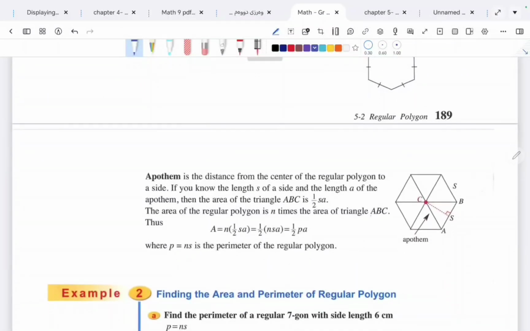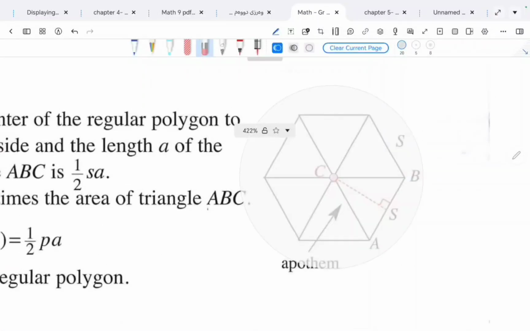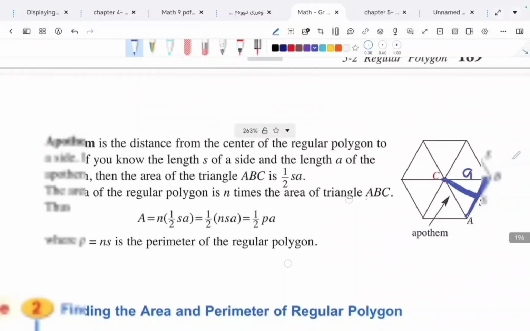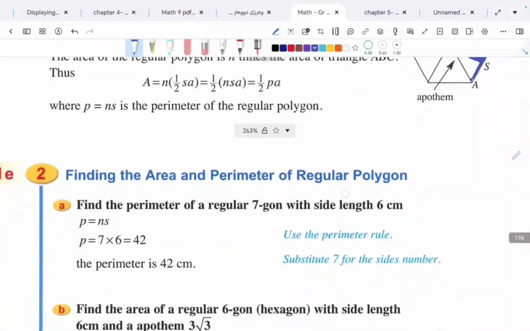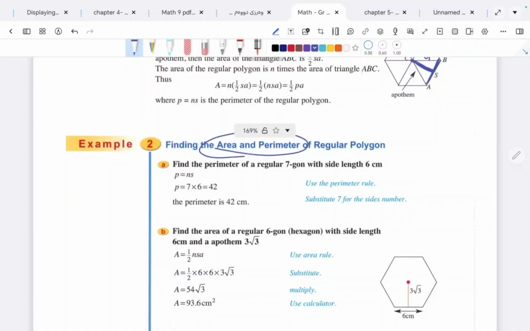Now we have the apothem. What's the meaning of apothem? Apothem is a line from the center to the side. So this is the apothem, small a. Then the second case: they ask to find the perimeter and area.